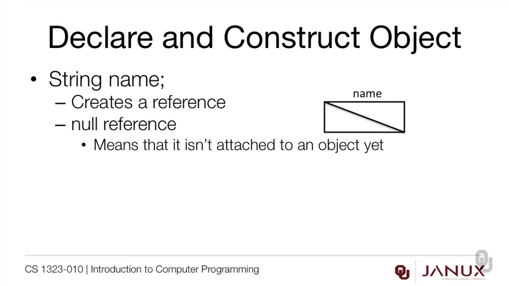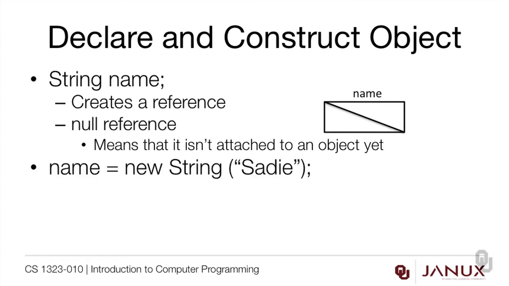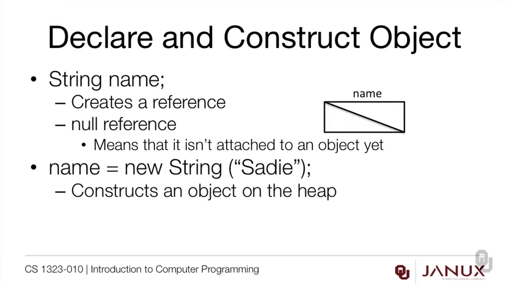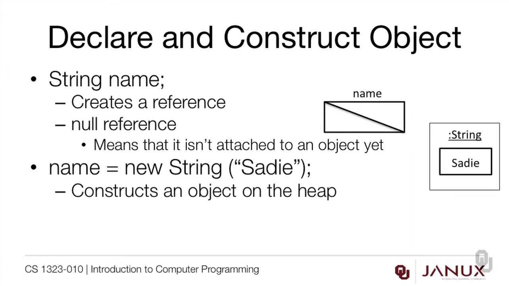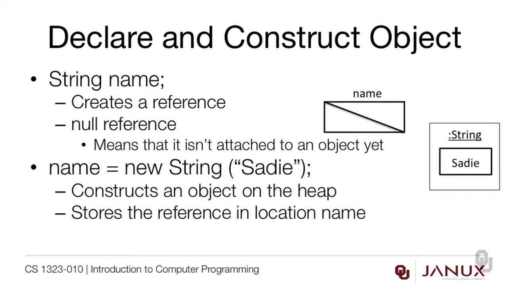The way we show this in a memory diagram is by putting a slash through the box. A slash through the box doesn't mean anything with primitive data, but with objects, what it means is the reference is null. That is, it's not a legal reference and there is no object attached. When we construct a string, so we'll do name equals new String, and then double quotes Sadie, this constructs an object on the heap, so that's what that looks like. And then it stores the reference in the location name. So now instead of having null in it, name is going to have the address of the string object Sadie.